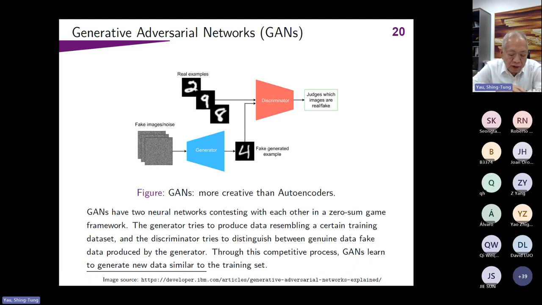Another example of a classical generative model is the GAN. Here there are two neural networks contesting with each other in a zero-sum game framework. The generator tries to produce data resembling a certain training data set, and the discriminator tries to distinguish between genuine data and fake data produced by the generator. Through this competitive process, GANs learn to generate new data similar to the training set.